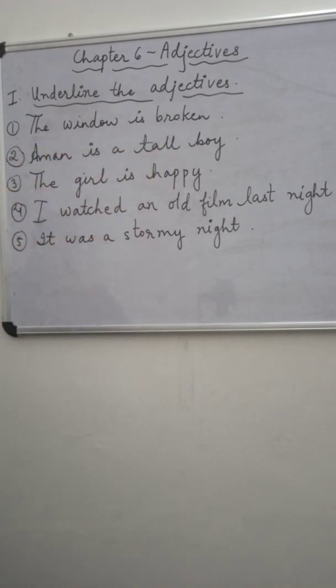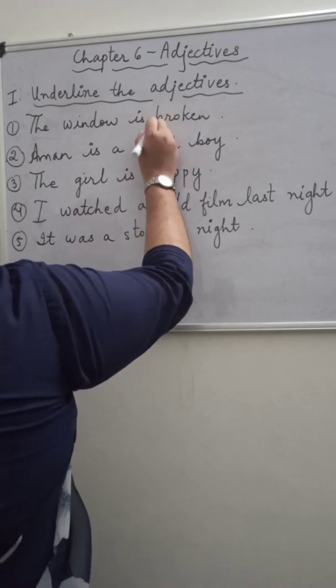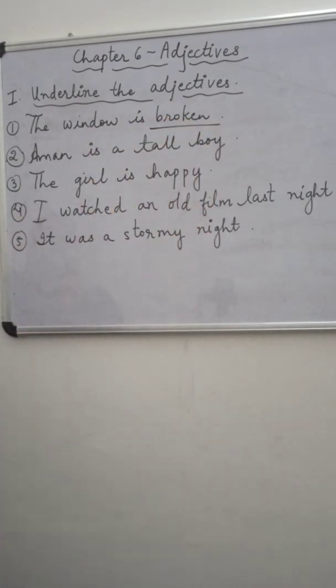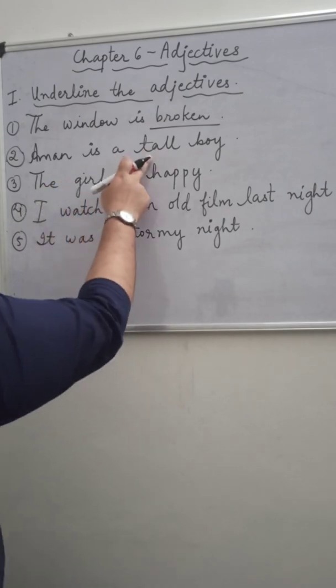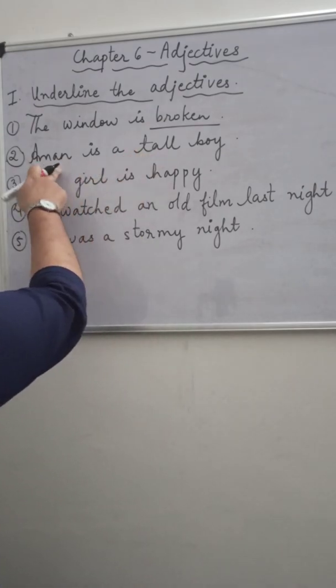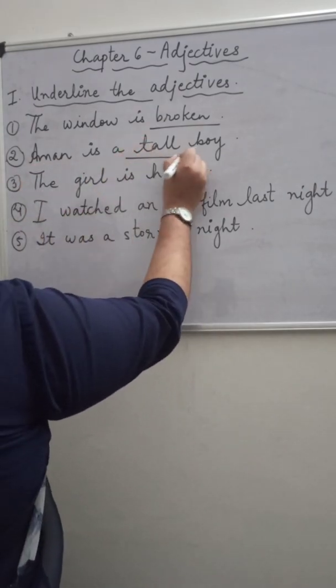So I told you adjectives are describing words that describe a noun. So broken will be an adjective. So you'll underline broken. Second one, Aman is a tall boy. Now in this sentence, Aman is a noun, boy is also a noun, and tall is used to describe Aman. So tall will be an adjective.